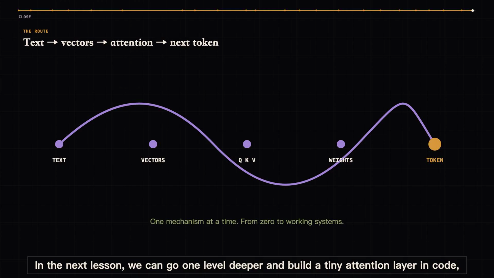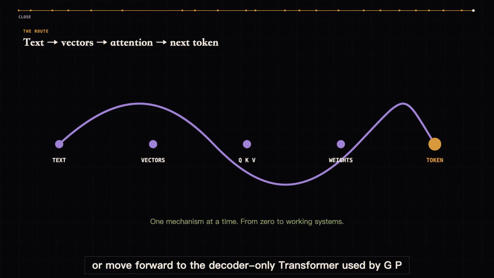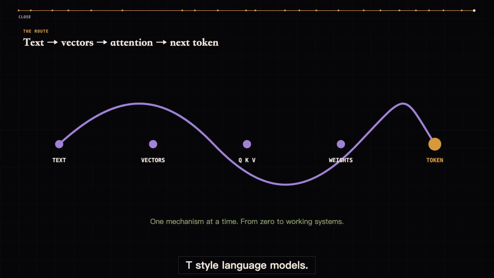In the next lesson, we can go one level deeper and build a tiny attention layer in code, or move forward to the decoder-only transformer used by GPT-style language models.